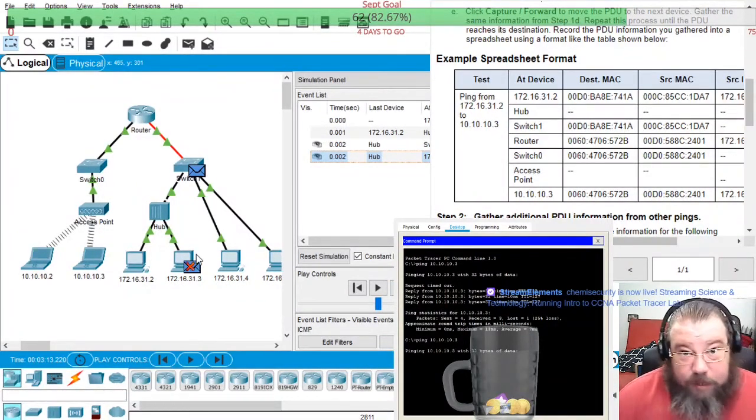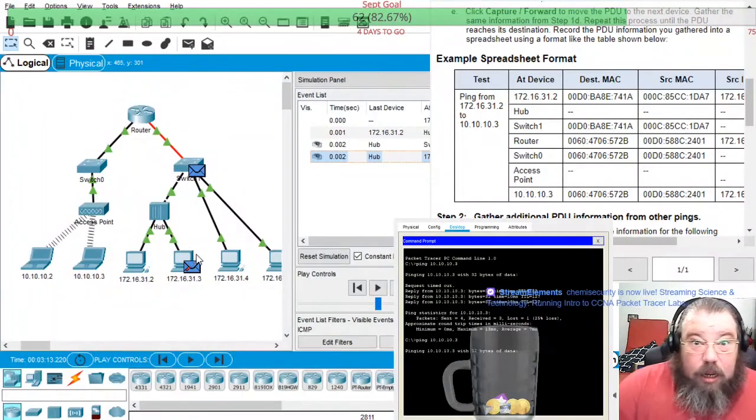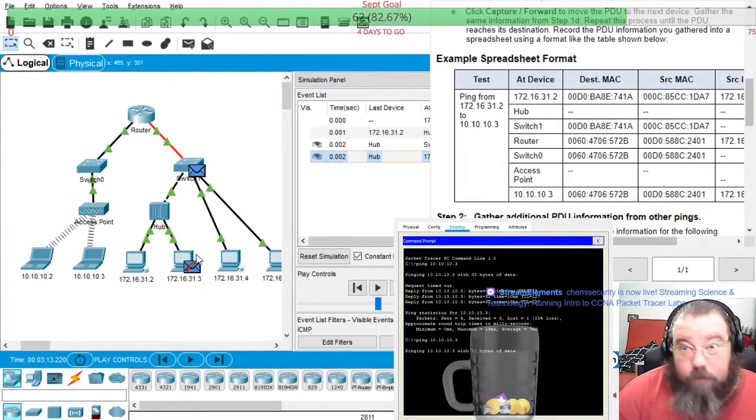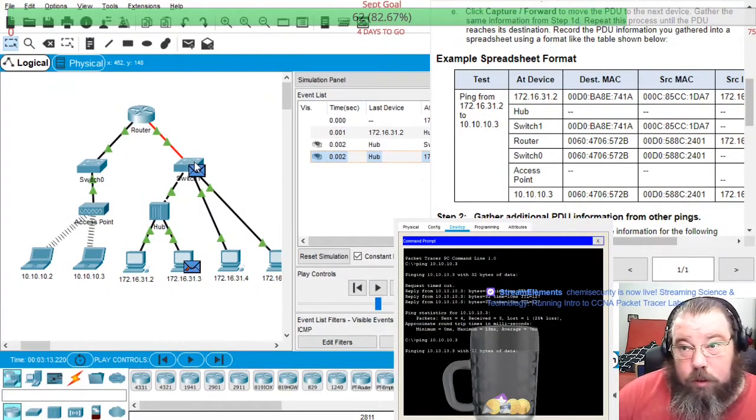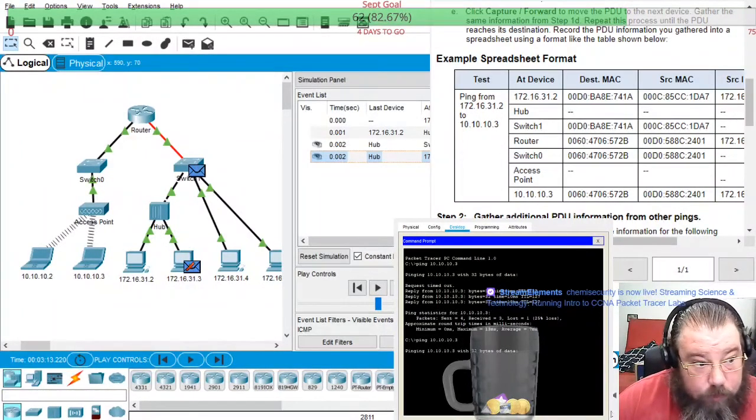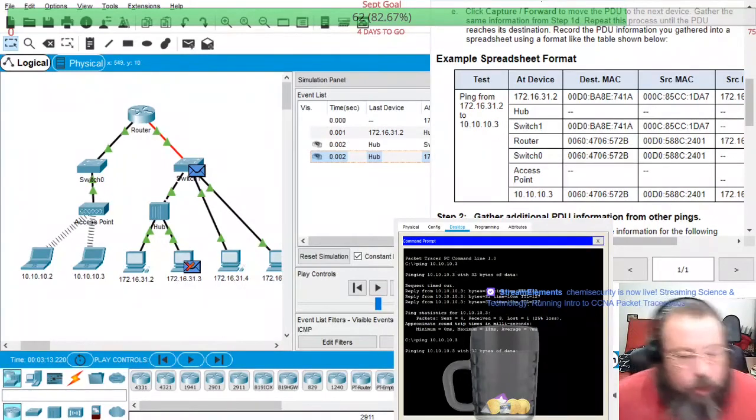And the reason for that is because it's not the source IP or the source MAC address. And it cannot forward the packet any further, so it's dropped. But the switch, even though the switch is not the source MAC or IP, it still can forward the packets further. So it's kept at the switch.